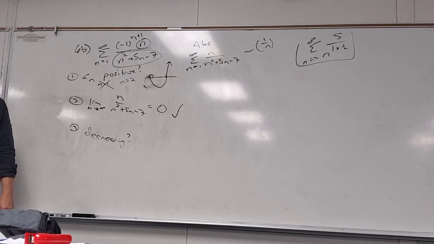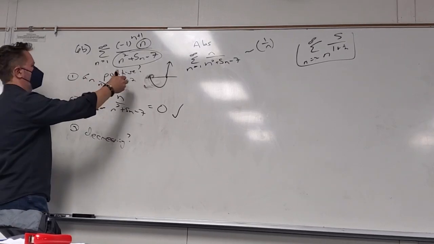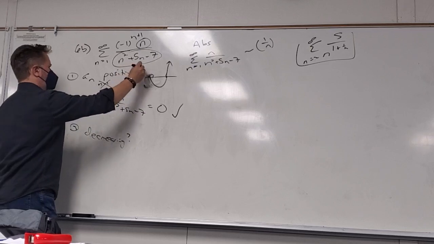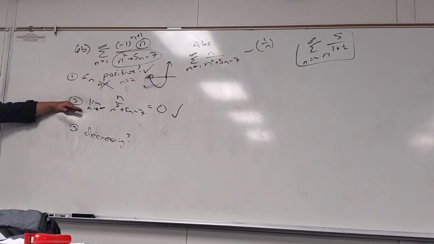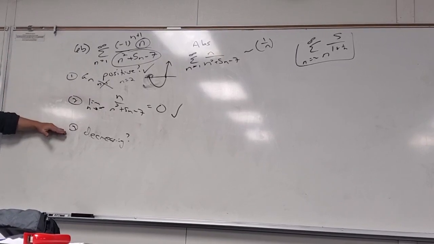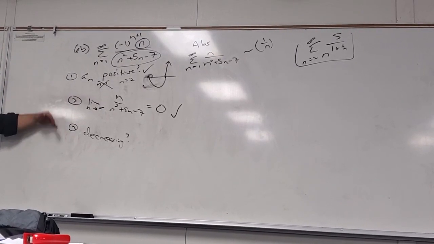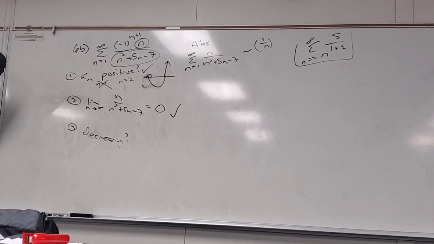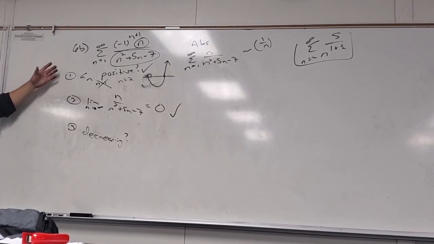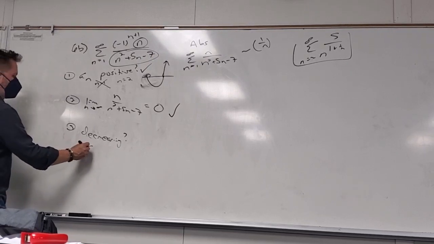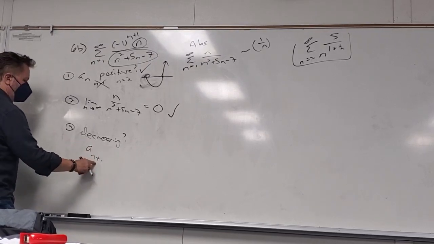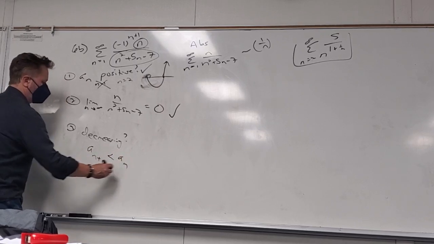So again, you have to capture this idea. This is certainly positive. You can either find the vertex and show it, but this is definitely positive, check. The limit is definitely 0, check. And now we just have to show it's decreasing, and then the alternating series test would be fulfilled, right? So what's the quickest way? There are two ways to show something's decreasing. One way is to show the next term is less than the term before it.